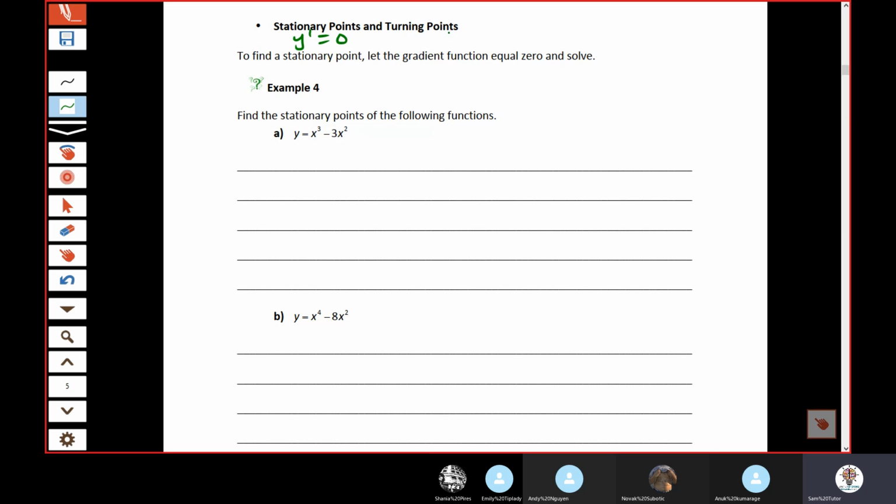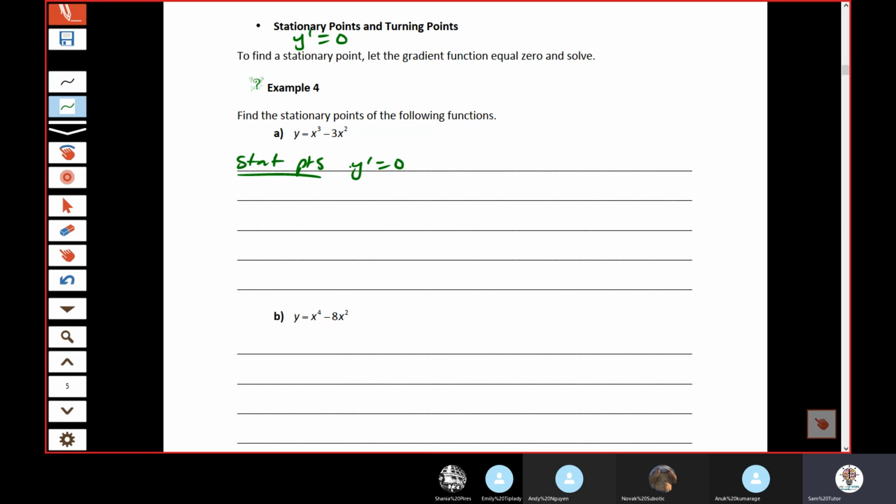Stationary points and turning points, for your knowledge, are pretty much going to be the same thing. They're just used interchangeably, but they are a little bit different. But like I said, for your knowledge, they're essentially the same. So find the stationary points of the following functions. How do we find stationary points? Stat points, underline it, y dash equals 0.